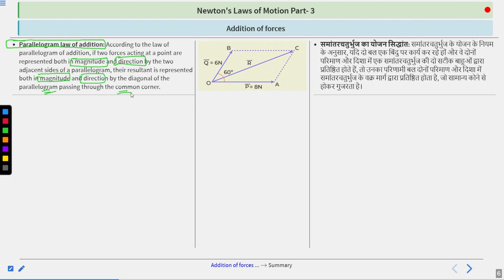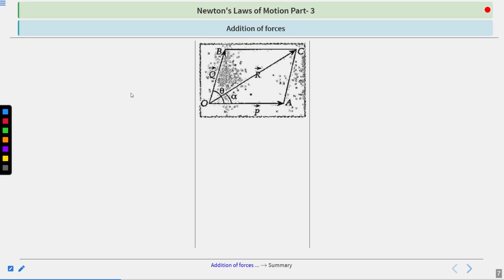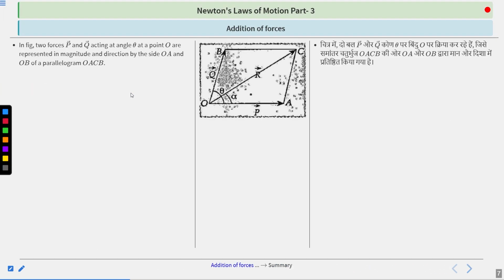Now, if we move forward, in the figure here you see two forces P and Q acting at an angle theta at a point O, represented in magnitude and direction by the sides OA and OB of a parallelogram OACB.